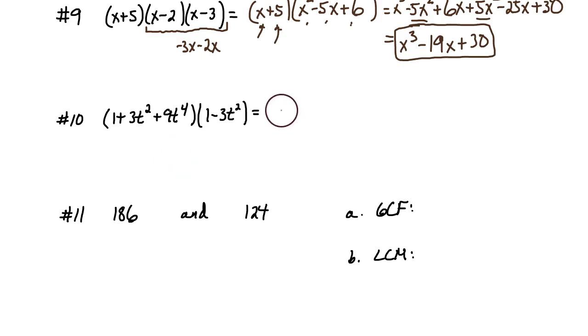The special case that this fits is the difference of cubes. 1 minus 27t to the 6th power. When we would have a difference of cubes like this and we were asked to factor it, we would make a binomial times a trinomial. And we would get this number here by doing the cube root of 1, which is 1. And we would get this number here by doing the cube root of this, which is 3t to the 2nd power.